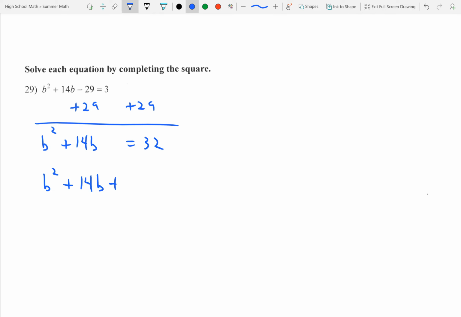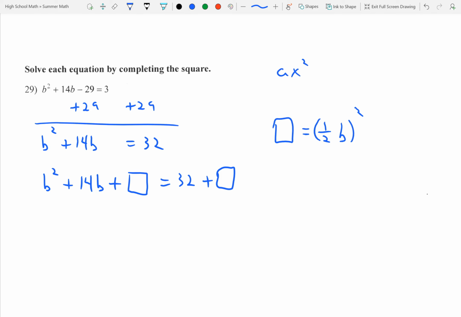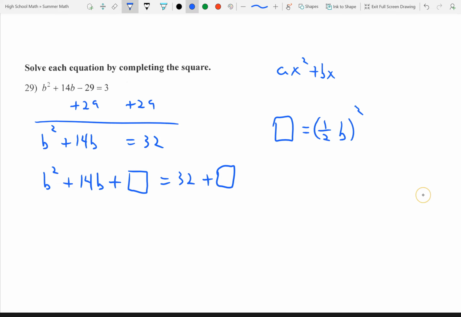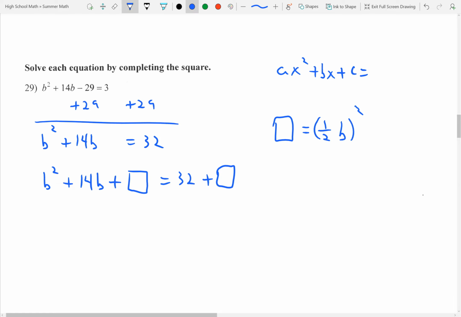This box number is a special constant that's going to turn our left side expression into a perfect square trinomial. This box number will be 1/2 of b quantity squared, where b comes from our form ax squared plus bx plus c, standard form of a quadratic. So in our case, b is 14. So 1/2 of 14 squared. Half of 14 is 7. 7 squared is 49. Our box number will be 49.